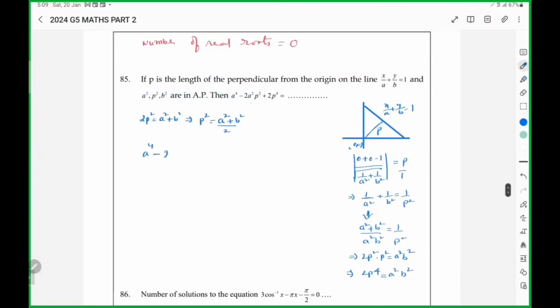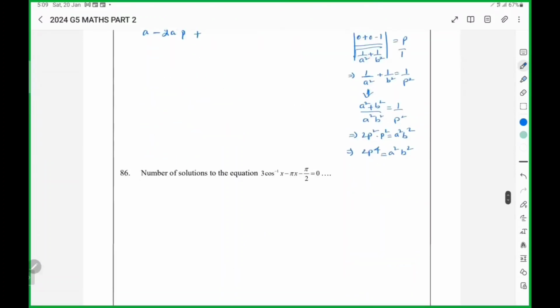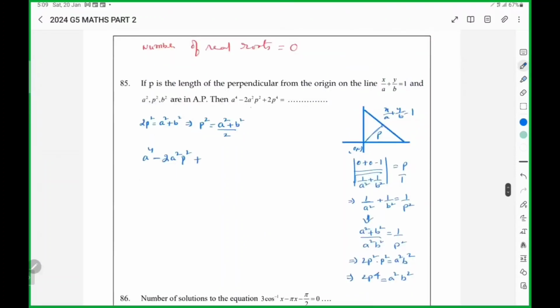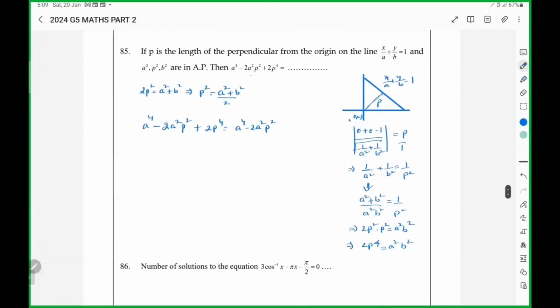If I consider the given expression, 2p power 4 is a power 4 minus 2a square p square. 2p power 4 is a square b square.